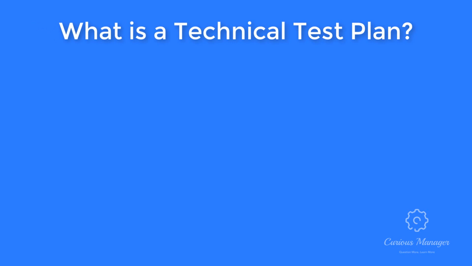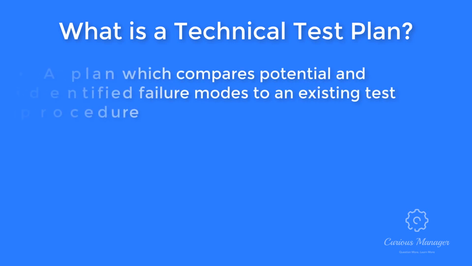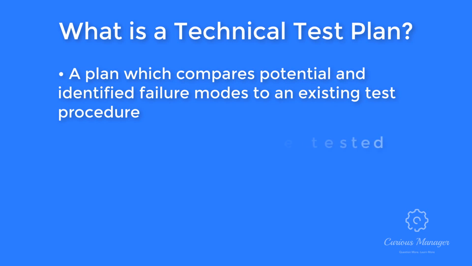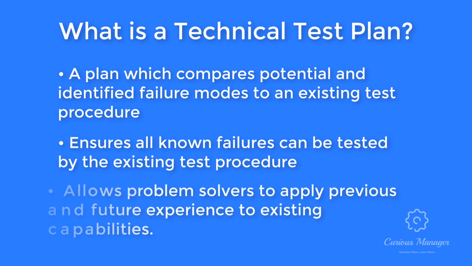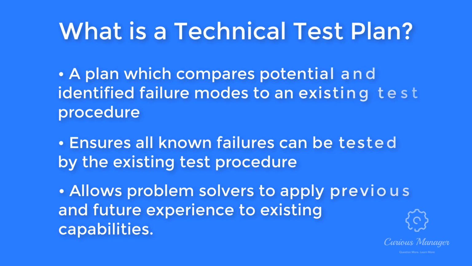So, what is a technical test plan and how does it relate to how we solve technical problems? A technical test plan is simply a plan which compares potential and identified failure modes to an existing test procedure. This technical test plan ensures that all known failures can be adequately tested by the test. The technical test plan can also be used to incorporate problem-solving knowledge that has been gathered over time into an existing problem-solving strategy. This method allows the user to evolve his or her problem-solving strategy as experience with the system is gained.